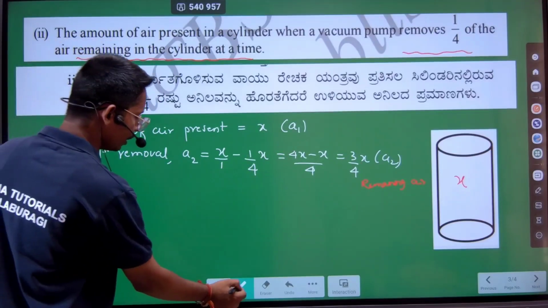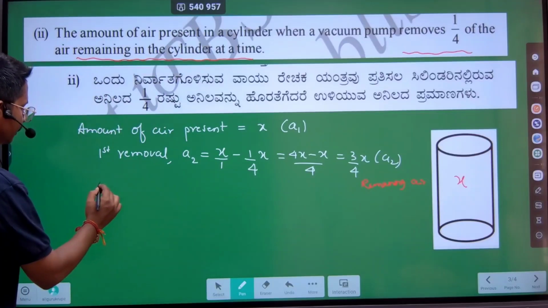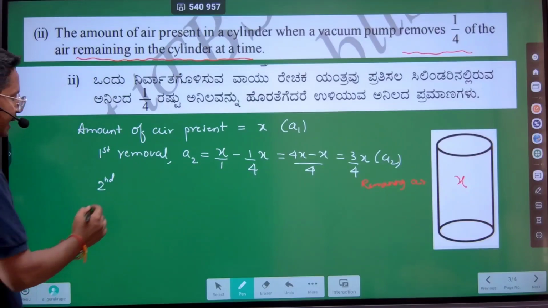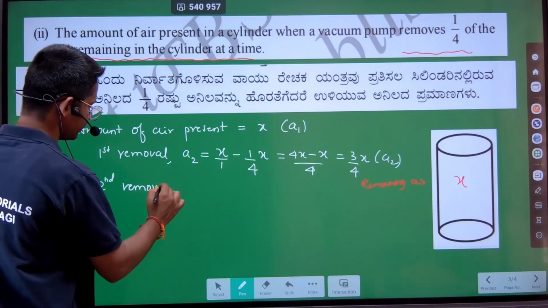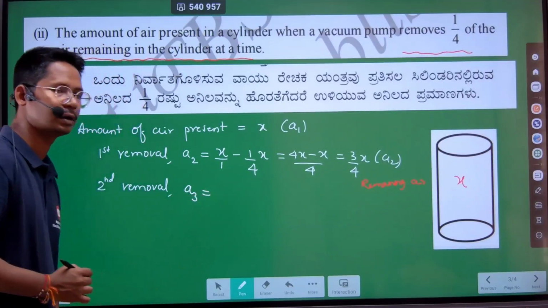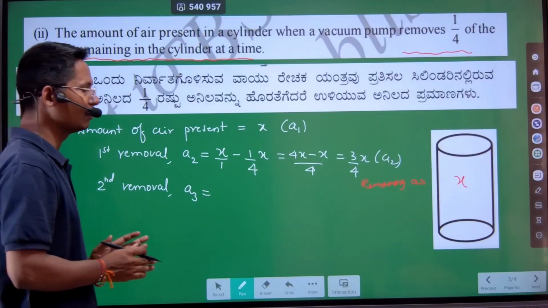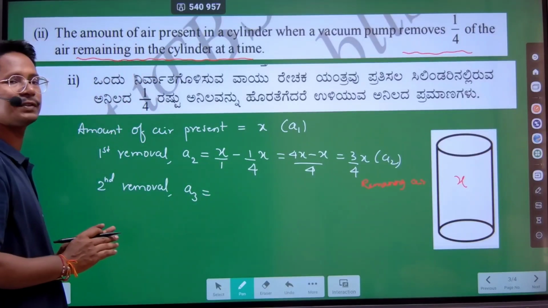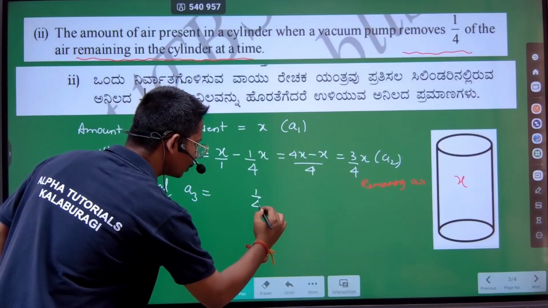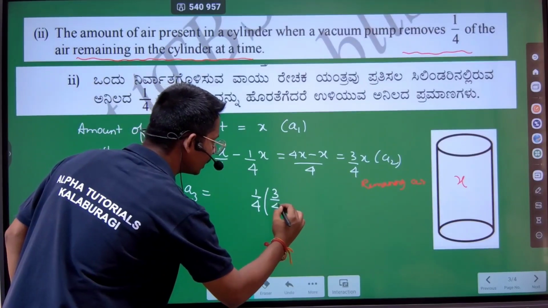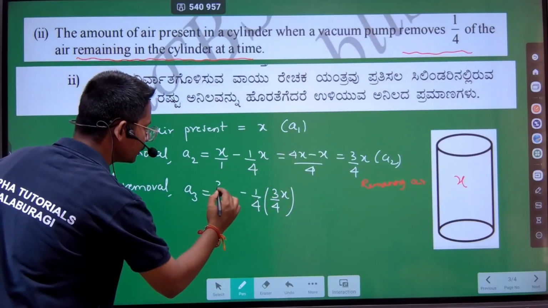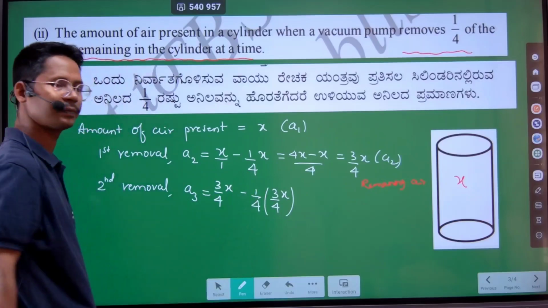Now it is very important. Next one, the second one. Now the second removal, I'll indicate with A3. Again you need to remove 1/4 of the air remaining. Now tell me how much air is remaining. You can see 3 by 4 of x is remaining. So I need to remove 1/4 of 3 by 4x, isn't it, from how much is present? 3 by 4x is present, isn't it?